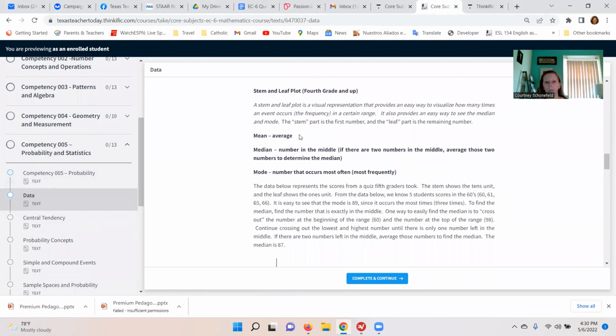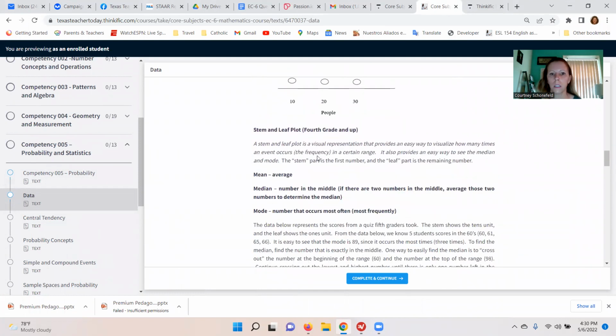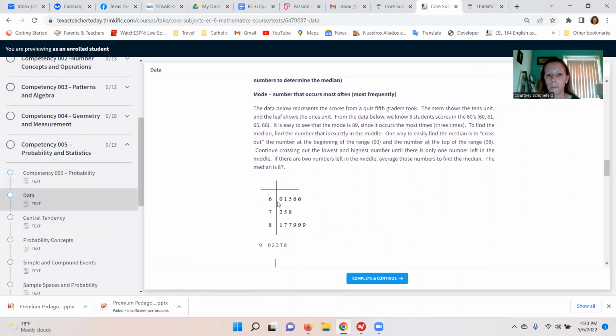at a sample problem. One thing that a lot of people don't know how to do is read a stem and leaf plot. So here's a stem and leaf plot. It has a number in the tens column. This represents the tens, and all of these represent the ones. So this is 60, 61, 65, 66, 66. This is 72, 75, 78. And this is 81, 87, 87, 89, 89, 89.